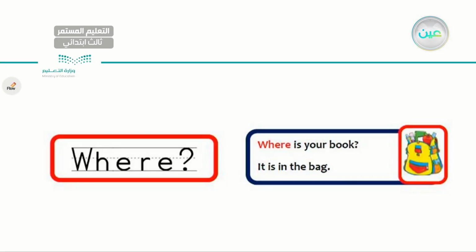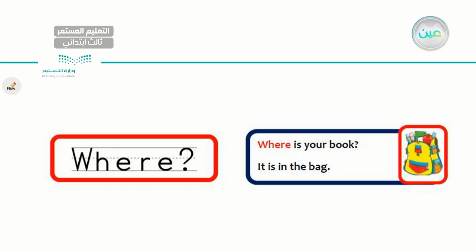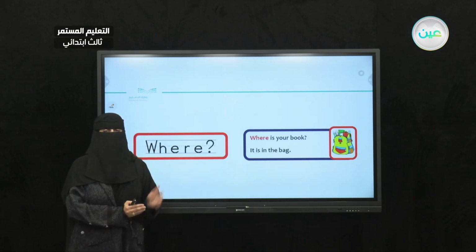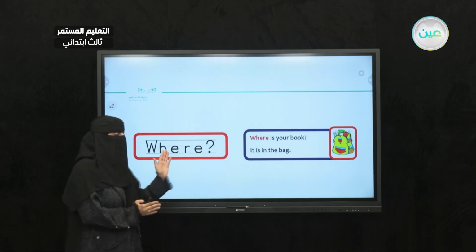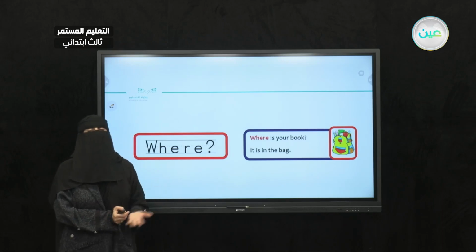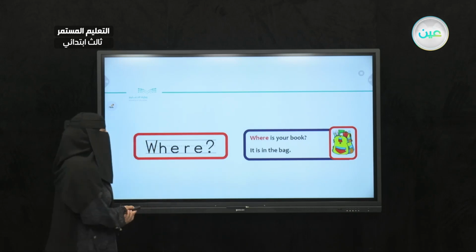Moving to the next one, I have where. So when do I use the WH question where? If I want to know about the location or place of something. Where is your book? Now let's read the answer. It is in the bag. Here I located the place of the book. It's in my bag. It's on the cupboard. It's under the bed. Where are you from? I am from Saudi Arabia, and so on. So we use where to ask about places.